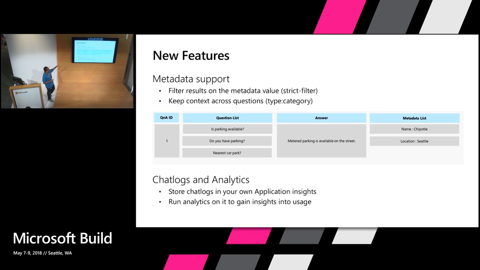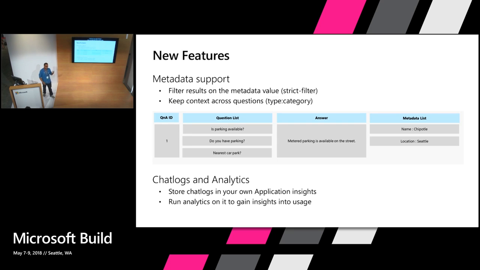So the first interesting feature that we added is the support for metadata, right? If you look at the schema of a knowledge base, it's usually 2 columns, right? It's a question column and an answer column. So with metadata, we are letting users add their own custom columns to Q&As. So now what you can do is, for a Q&A pair, which is like multiple questions pointing to one answer, you can add your custom name-value pairs to that entity. So why would you do this, right?